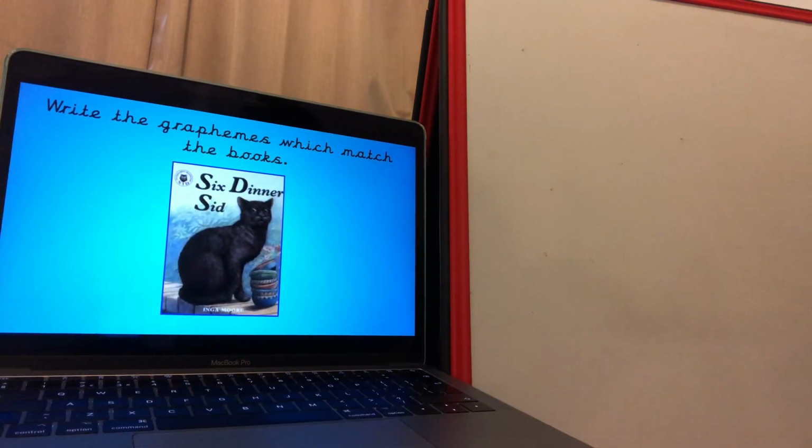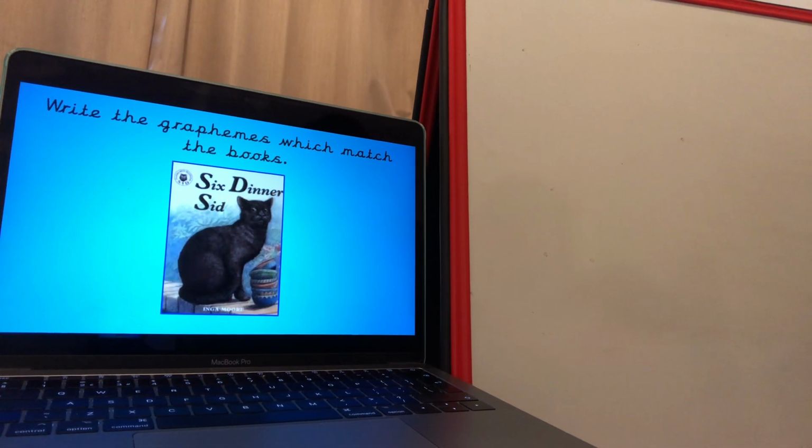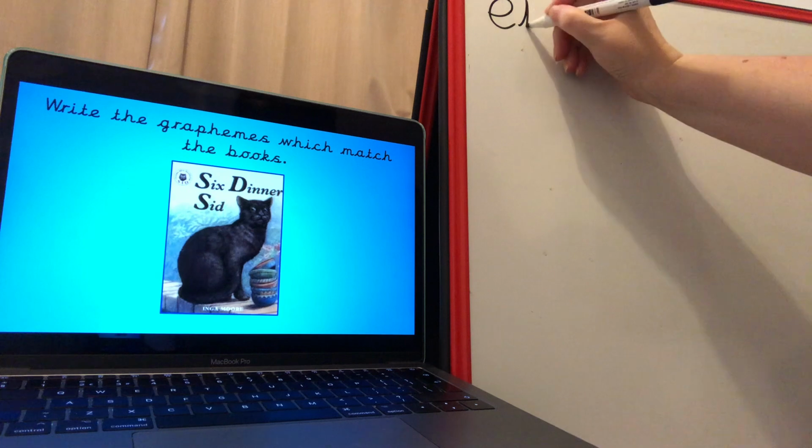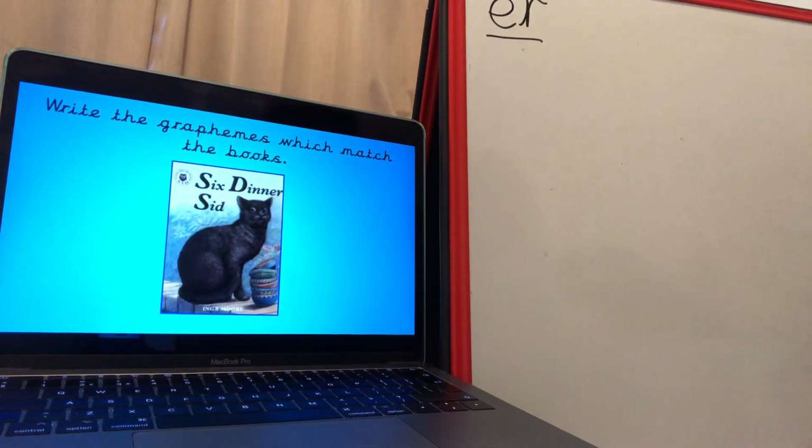And so again we're going to start with some retrieval. Can you remember the digraph that goes with this book? That's right, it's E and then R, which says what's for dinner?